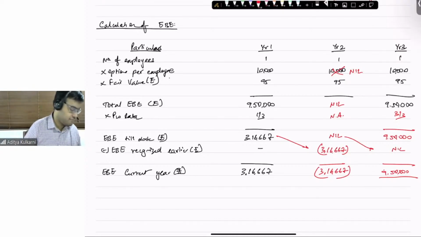Done? Okay. So that takes care of non-market linked performance conditions. Non-market linked. Every year you estimate and do the accounting accordingly. Okay. So that takes care.